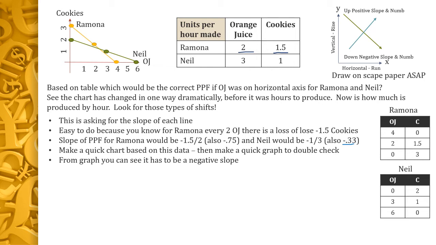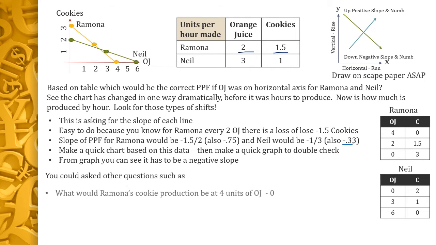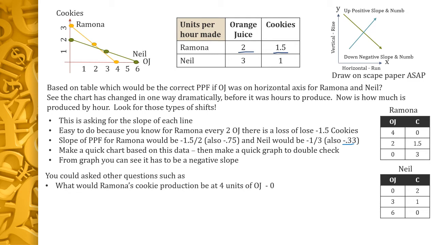But understand, there's a whole variety of questions they can ask you on this data. So what else could they ask you? Well, they could say, what would Ramona's cookie production be if I produce 4 units of OJ? We already know this because right here we can say I produce 4 units of OJ, and what would my cookie production be? 0. I already figured that data out, so once I have the data, I can just look at it and answer the next question.